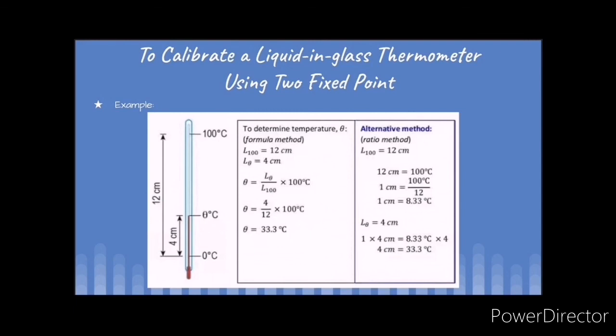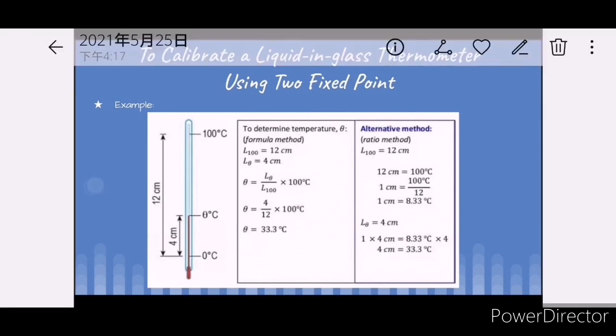Or you can use the ratio method. When L 100 equals 12 cm, 12 cm equals 100 degrees Celsius, so 1 cm will be 8.33 degrees Celsius. When L theta equals 4 cm, the 4 cm will be 33.3 degrees Celsius.